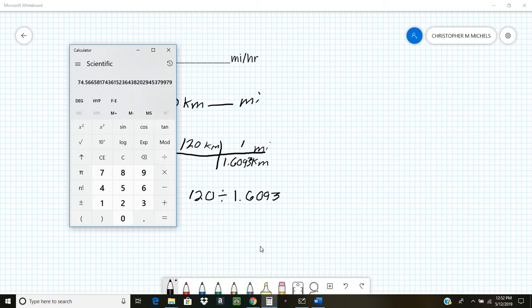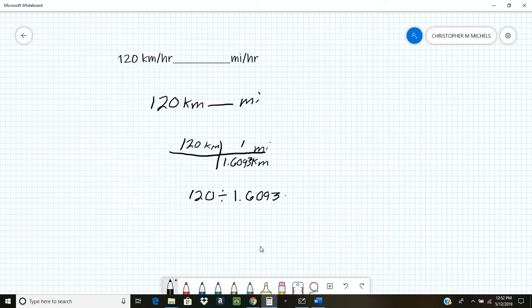So let's see, we're talking about miles per hour. Let's just round it up. Let's just say this is about 75 miles per hour. Okay, so since the time didn't change, we didn't even have to acknowledge it. We didn't have to set up a dual conversion.